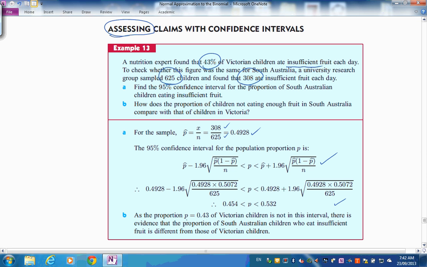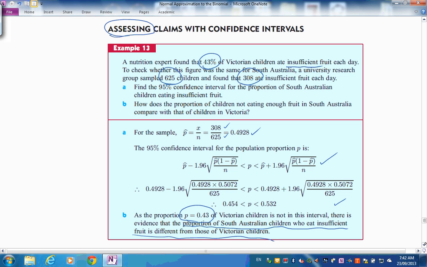Now, P equals 0.43 is not in the interval. So therefore, at the 5% level, or better said, we're 95% sure that the proportion of South Australian children who eat insufficient fruit is different from those in Victoria. And because the Victorian number is lower, we would suggest that our percentage is higher with 95% confidence, because that's estimating our surety, if you like.